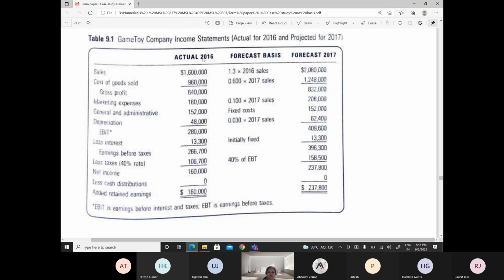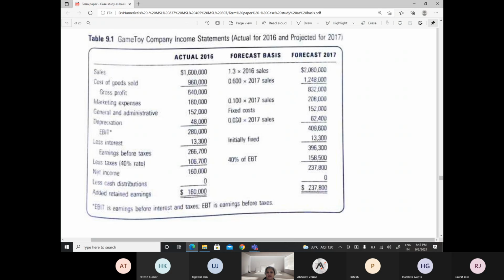Okay. So here you can see the actual 2016 figure, and the forecast basis for 2017 is just 30% growth. So here we are looking at 1.3 times 2016 sales. Then COGS has been 60% of sales, so we have taken the same 0.6 times 2017 sales, that is 1.248 million, which gives us a gross profit of 832,000. Marketing expenses have traditionally remained at 10% of sales, so we take the same 10% of the 2017 sales, and we get the marketing expenses.